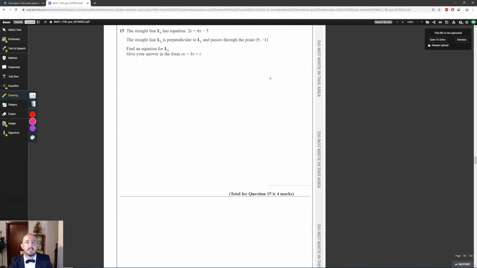Coordinate geometry is very difficult. Let's see what's going on in this question here. We have a straight line with the equation 2y equals something here. We always try and get it in the form of y equals mx plus c. So we have to divide everything by 2. So we'll have y equals 3x minus 5 divided by 2, 2.5. That tells us our gradient is 3 and our y-intercept is negative 2.5. So if we were to draw this, we would have a gradient of 3 and it crosses at minus 2.5. So it'd be quite a steep line like that, L1.